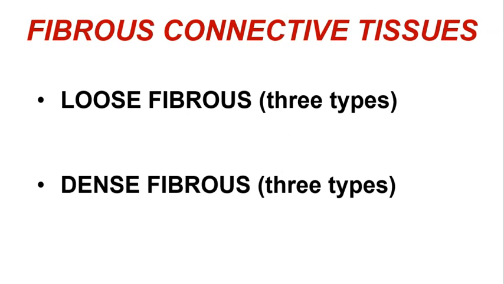And we can further subdivide the fibrous connective tissues into the loose fibrous connective tissues, in which there are 3 types here, and the dense fibrous connective tissues, also in which there are 3 types. So this gives us our 6 types of fibrous connective tissues in total. The terms loose and dense here refer to how tightly the fibers are packed together. So as you might expect, the loose fibrous connective tissues have protein fibers that are fairly loosely arranged, while the dense fibrous connective tissues tend to have more tightly packed protein fibers. So let's start with the loose fibrous connective tissues.